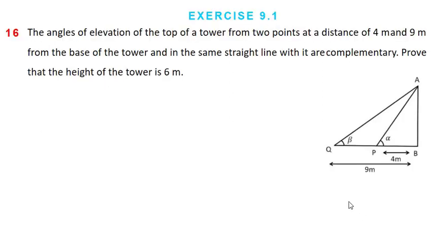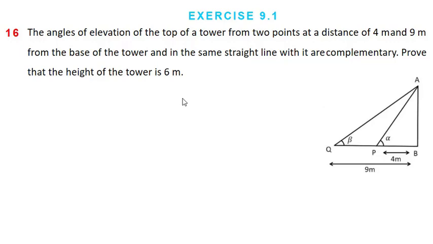Now let us see this final question. The angle of elevation of the top of a tower from 2 points at a distance of 4 meter and 9 meter from the base of the tower and in the same straight line with it are complementary. Prove that the height of the tower is 6 meter.